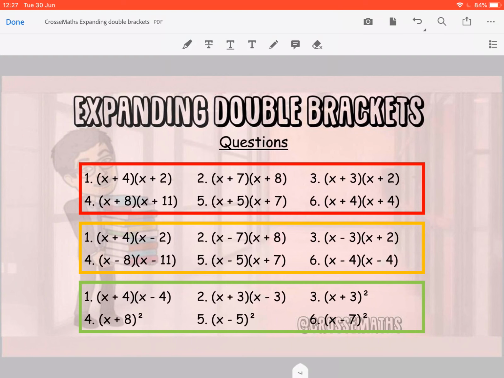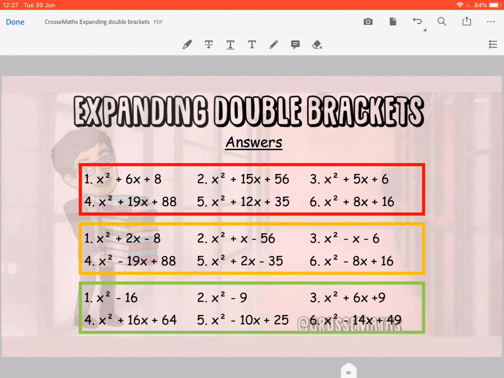Right, so hopefully those are done. The answers to the boxes are in front of you now. Mark those for me. If you got all of the boxes that you chose correct, that's fab. Well done. Brilliant. Right, so last thing we're going to do.